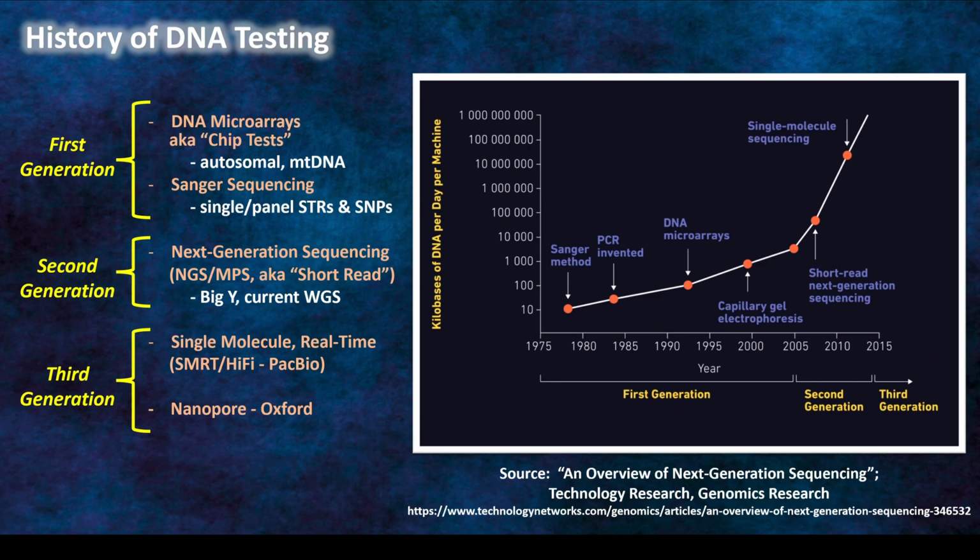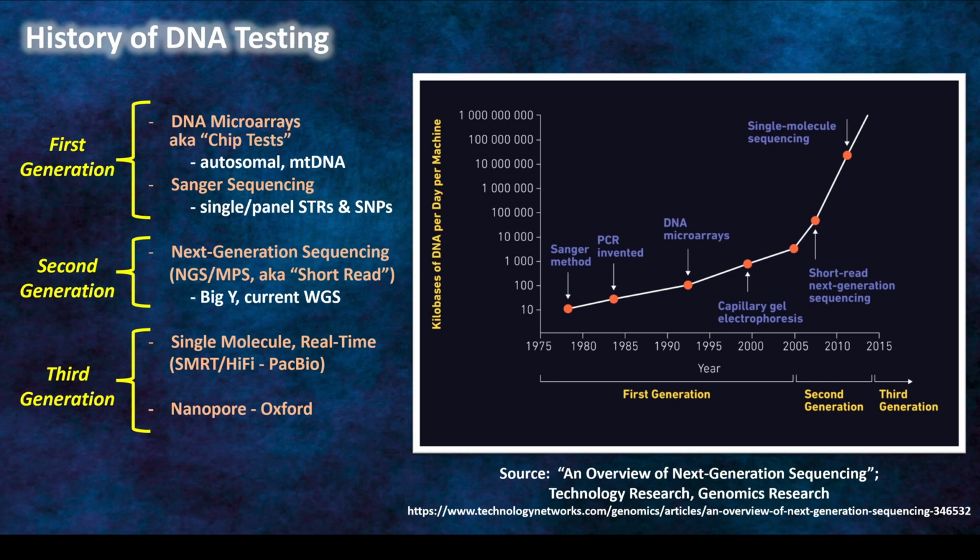And again, we'll talk about those separately. Then along the way in the early 2000s, there was something called short read next generation sequencing that was developed, which is also called MPS, for massively parallel sequencing. This is the basis for Big Y and the current whole genome sequencing.